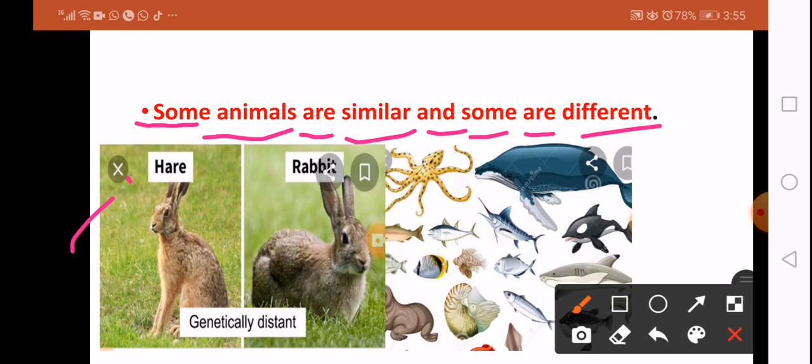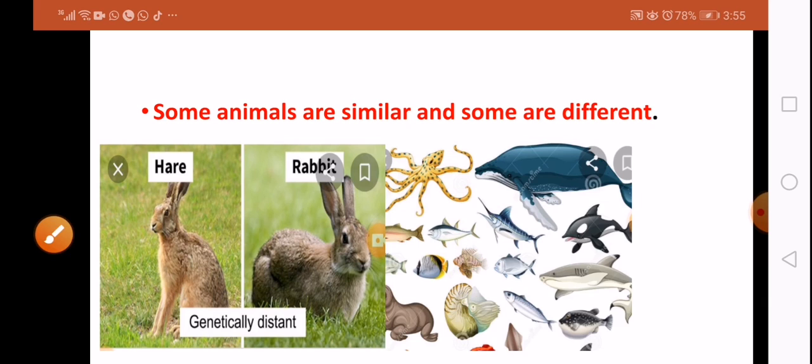Look at this animal here, rabbit. There is similar between them. في تشابه بيناتهم. Well, in this picture, look at it very well. This animal is not like this animal, not like the whale. So there is no similar, ما في تشابه, okay?